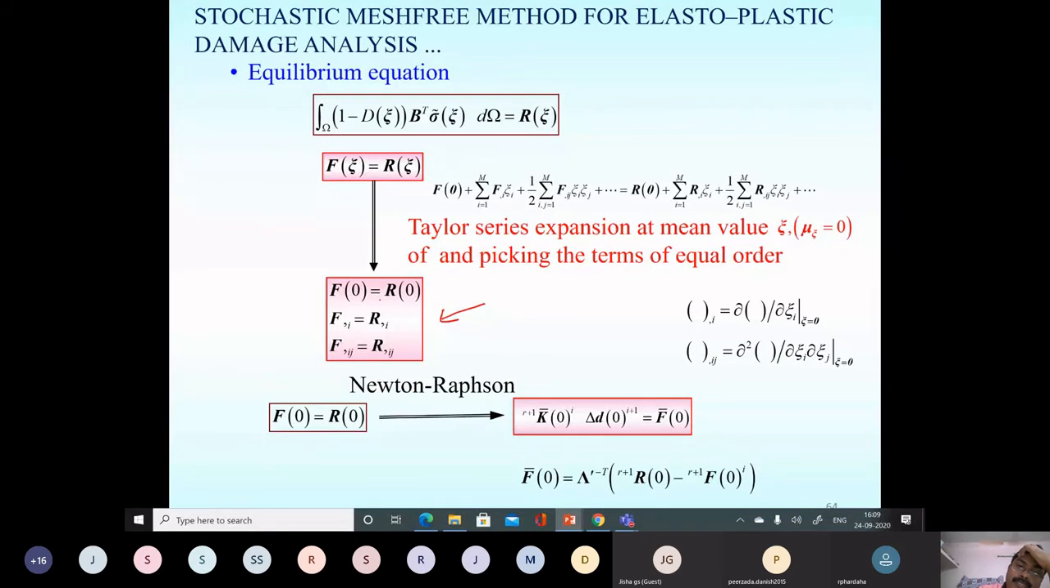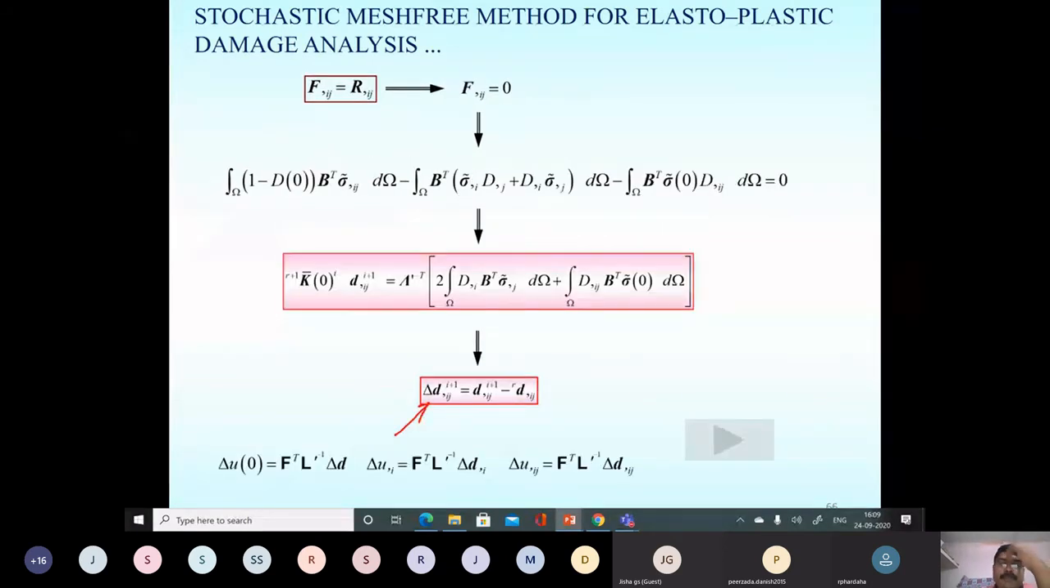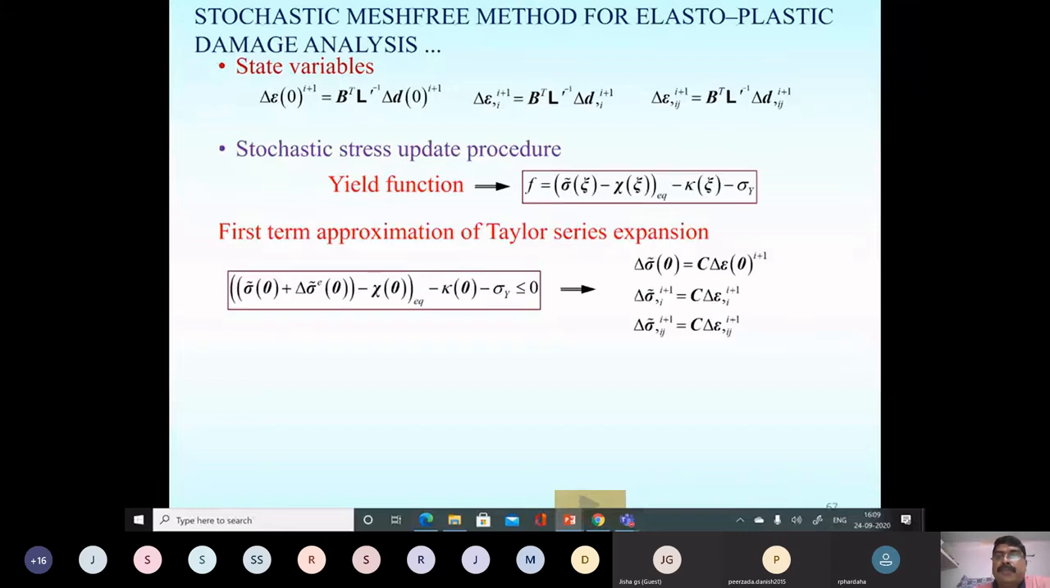If you solve the first, it is like a deterministic solution. You will get k delta d equal to f. You get delta d, and from the second equation you get the derivative of the displacement, and from the third equation you get the second derivative of the displacement. Once I get the displacement, then I can use my approximation to get delta u, delta ui, and delta uij, substitute, and get the statistics of displacement. To get the state variables, you have to solve for the plastic multiplier.